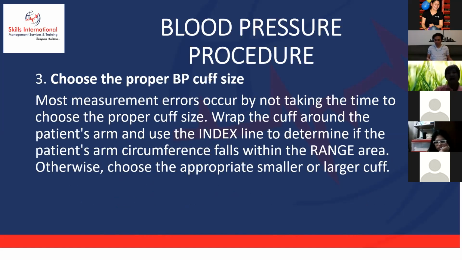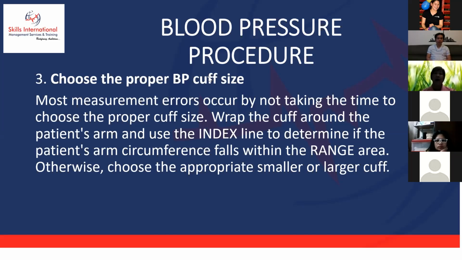Number three, choose the proper blood pressure cuff size. Most measurement errors occur by not taking the time to choose the proper cuff size. That means if you are in a hurry, or too busy, you are just using any cuff that you see attached to that aneroid. So the number three rule: you have to choose the proper blood pressure cuff size.